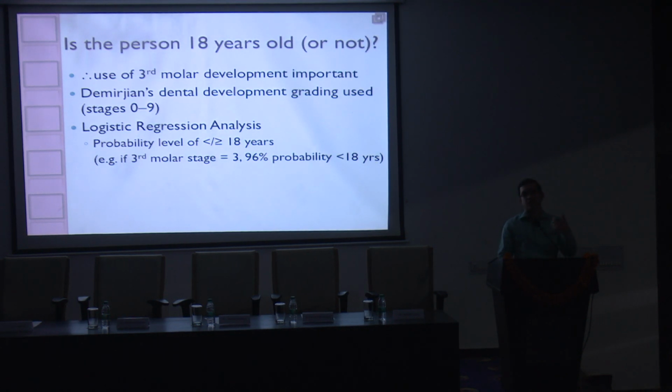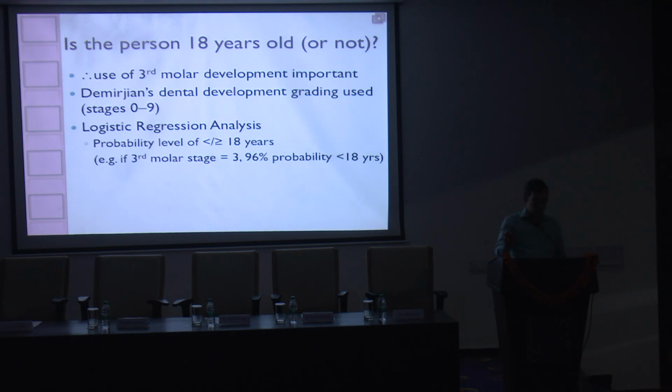So in this case, in this living subject, you have to look at the dental calcification of the third molar, and based on the developmental stage, if Demirjian's developmental stage is 3, we are able to say that there's a 96% chance that that person is less than 18 years old. So this way, using the third molar and using some good statistical analysis, we can give a fairly objective answer.